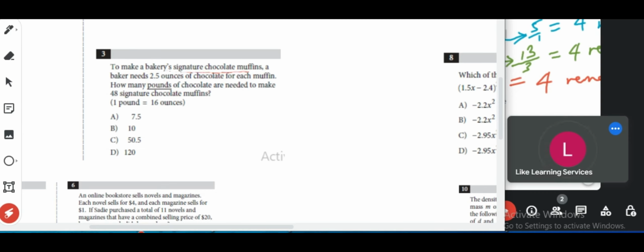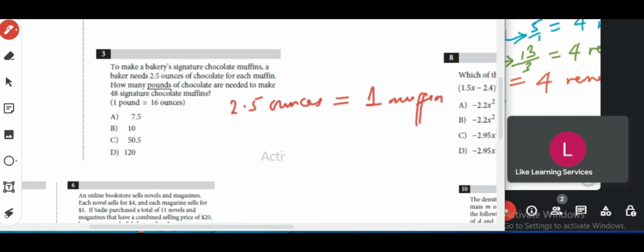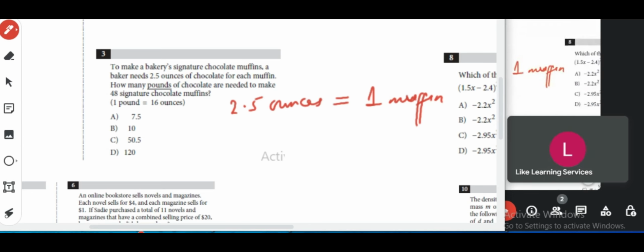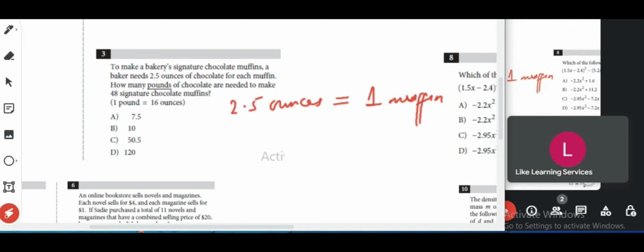To make a bakery signature chocolate muffins, a baker needs 2.5 ounces of chocolate for each muffin. So 2.5 ounces is equal to 1 muffin. Did you see what I wrote? I'm not sure you can see what I'm writing on question 3. 2.5 ounces equals 1 muffin, that's what we are told. 2.5 ounces for 1 muffin, for each muffin. Did you get that? Yes.